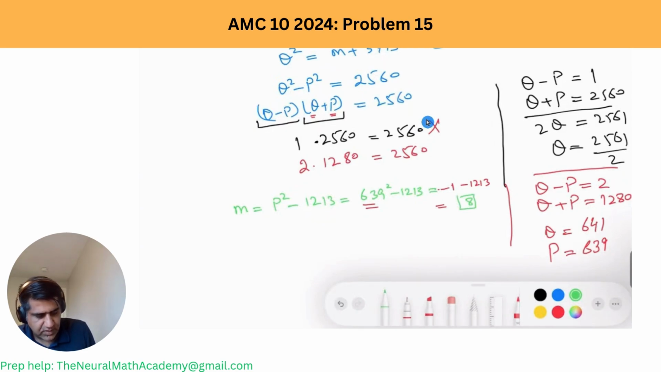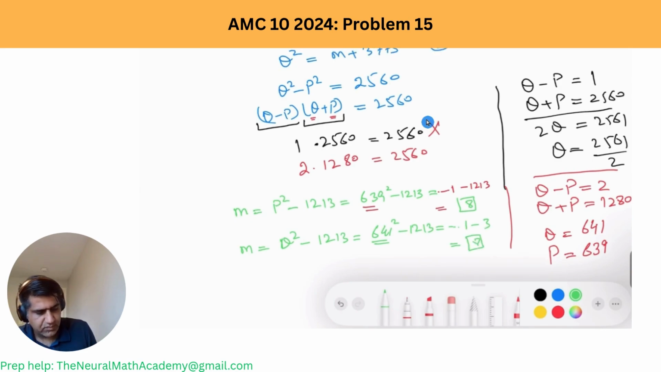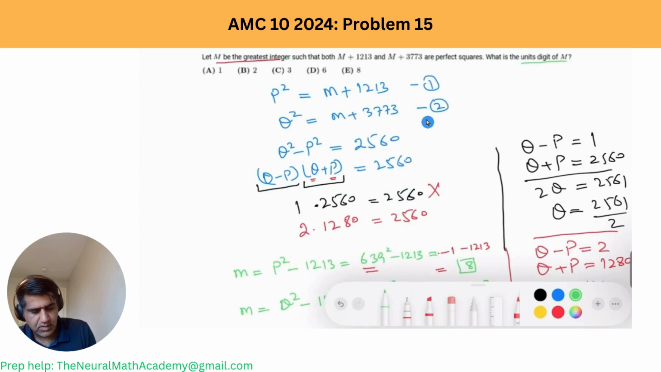So I can also check now for the other case as well, where I have q square minus 1213, and here I have now 641 square minus 1213. So again, if I see the unit digit that I would get from here is 1 minus 3, so that would be again 8. So the answer for this problem is then E.